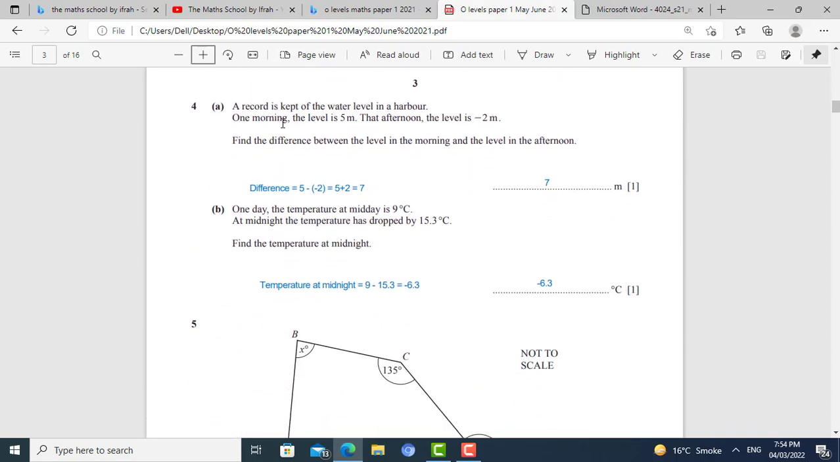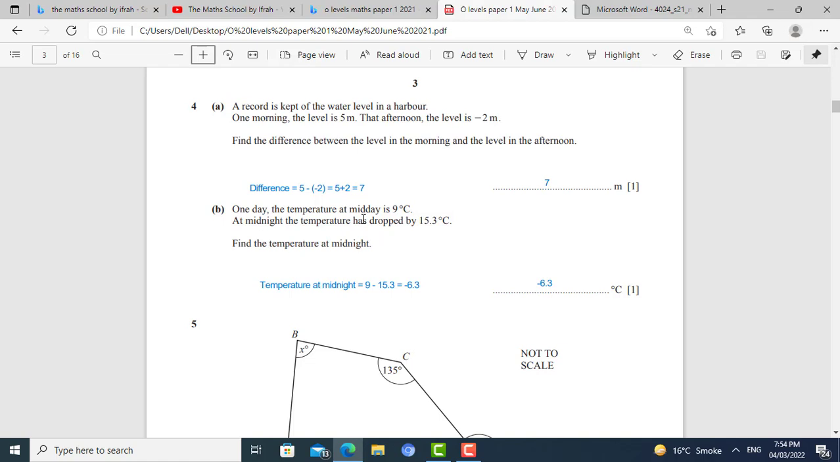Okay, a record is kept of the water level in a harbor. One morning the level is 5 meters. That afternoon the level is minus 2 meters. Find the difference between the level in the morning and the level in the afternoon. So we find the difference, that is 5 minus minus 2, that is 5 plus 2, and that is 7. So the distance is 7 meters.